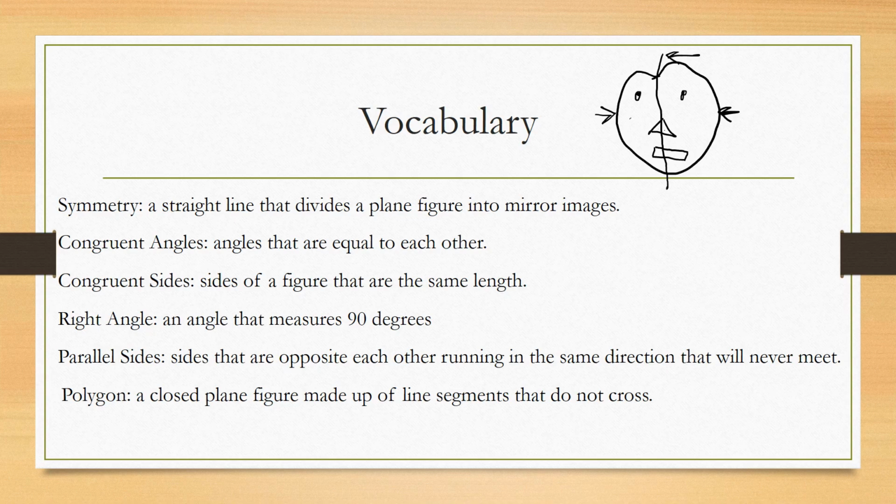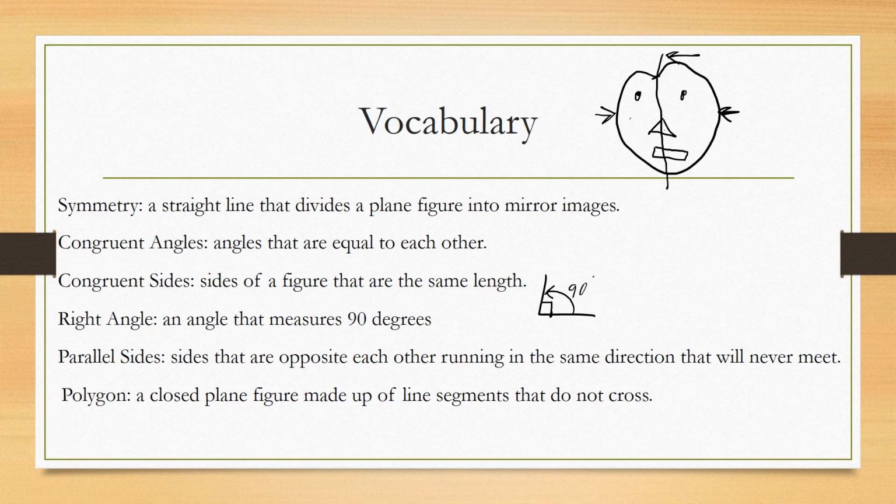Congruent angles means angles that are equal, and congruent sides means sides that are the same length. A right angle is an angle that measures 90 degrees. So from here to here measures 90 degrees. This is usually indicated by a little square in the center here.